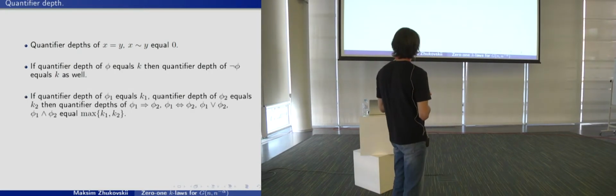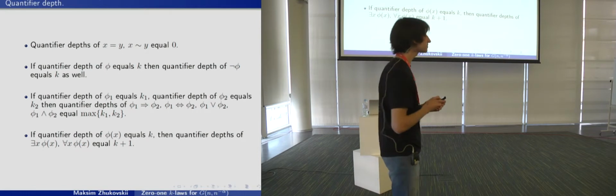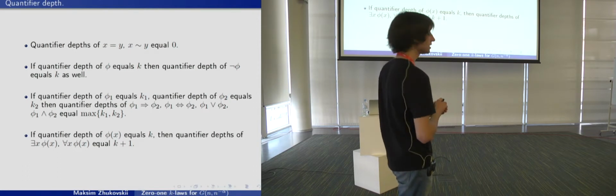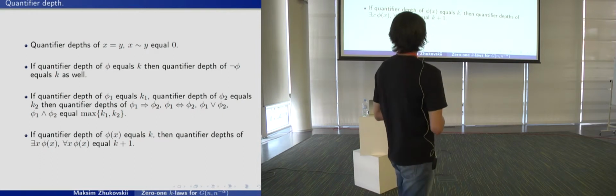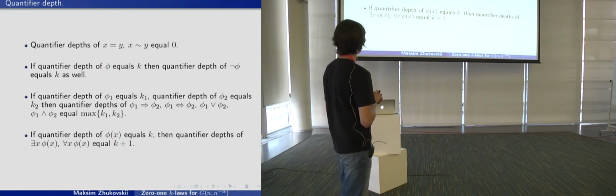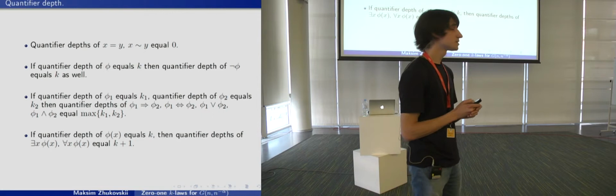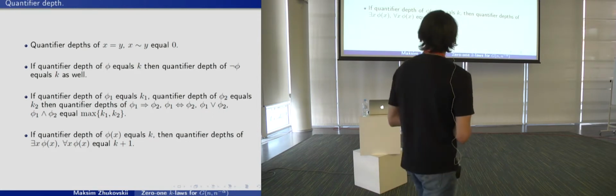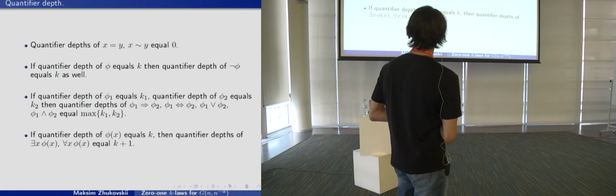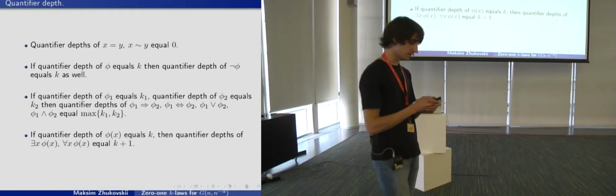Let me remind the definition of quantifier depth. If there are no quantifiers, then the quantifier depth equals 0. If the quantifier depth of a formula equals k, then the quantifier depth of the negation of this formula equals k as well. If you have two formulas with quantifier depths equal to k1 and k2, then the quantifier depth of the disjunction of these formulas equals the maximum of k1 and k2. And finally, if we have some formula and a variable x, then the quantifier depth of these two formulas equals k plus 1.